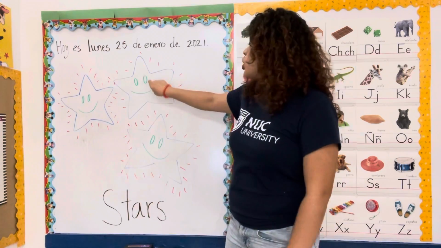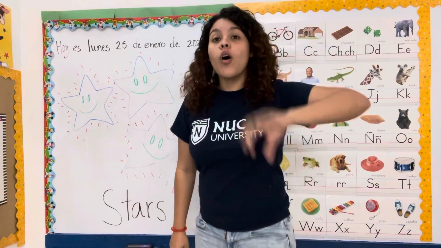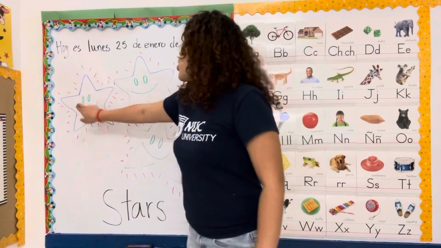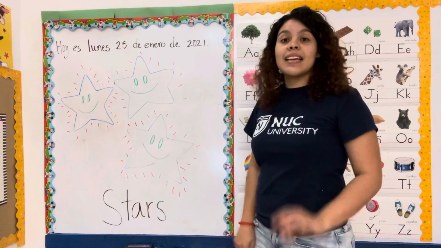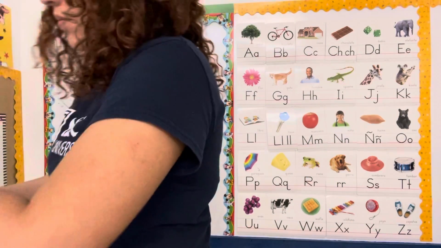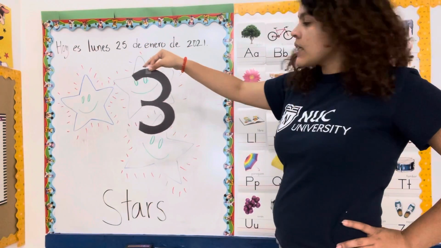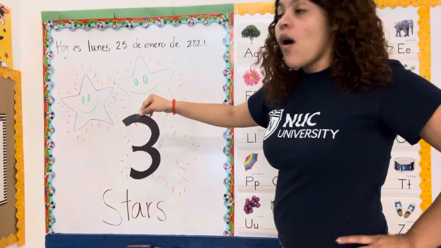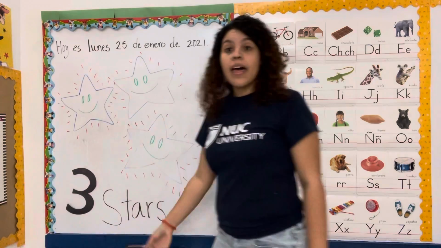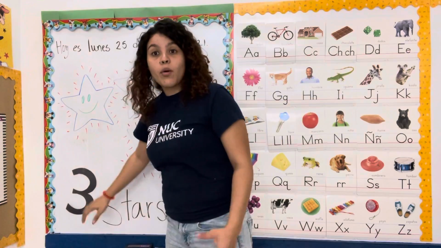One, two, three. How many stars? Three. Repite conmigo. Three. Muy bien. Ahora vamos a decir en español. Uno, dos, tres. ¿Tenemos cuántas estrellas? Tres. Ahora te pregunto. Is this number three? It is? Okay, perfect. So let's stick number three. And now, we know that there are three stars. Ahora sabemos que hay tres estrellas porque las estamos viendo.